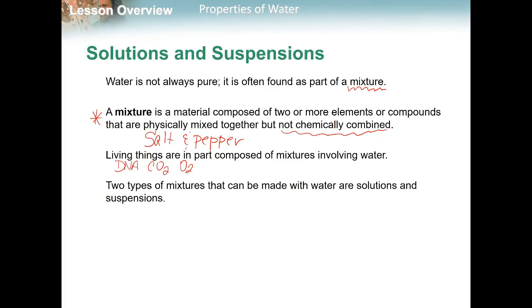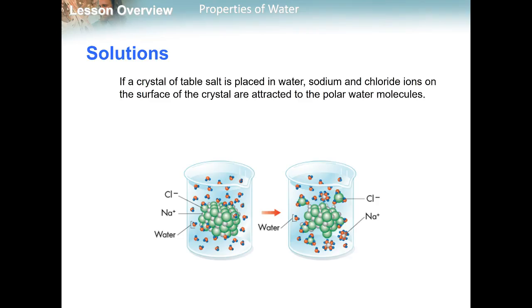In a later chapter, we're going to talk about compounds that we call electron carriers, NADH and NADPH. There's more, but I'm just going to mention those two so that you say, oh, I heard about them before. They're electron carriers, and they form a mixture within the cells. So we have two types of mixtures that can be made with water, and they are solutions and suspensions. We're going to talk about those in a little more detail in the next slide or two.